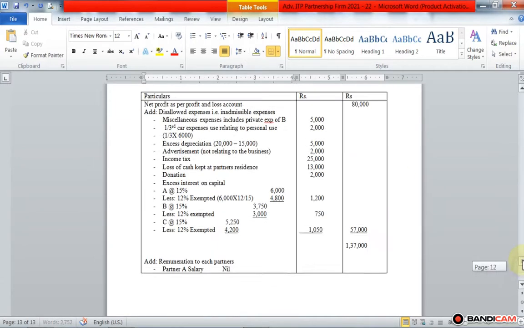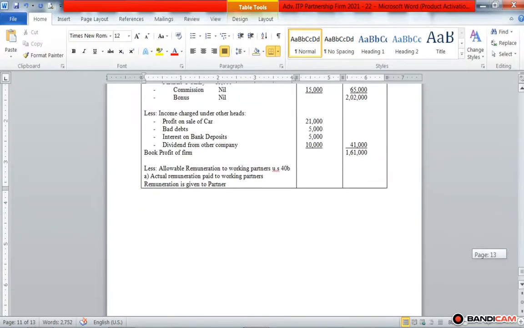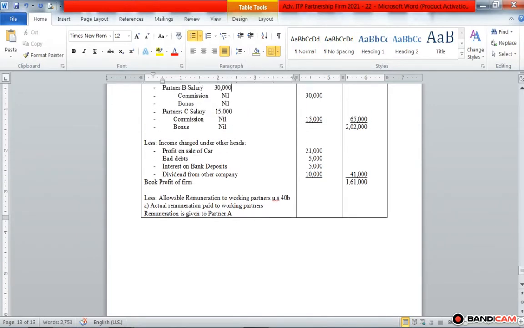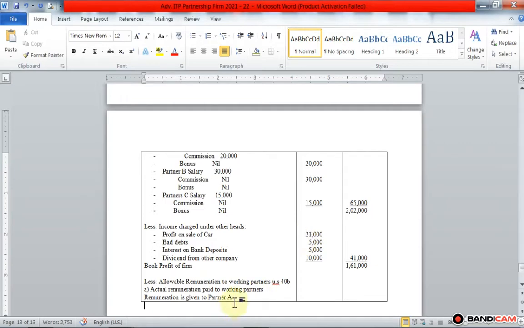So read the additional information. A and B are working partners. Okay, so A is a working partner and B is also a working partner. So the commission is given to partner A. So remuneration includes salary, commission and bonus. So the remuneration of partner A is rupees 20,000 and partner B is 30,000. Okay, so partners A and B, 20,000 plus 30,000, in the inner column, amounting to rupees 50,000.